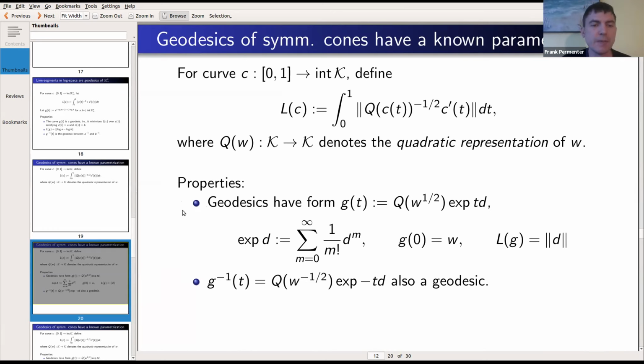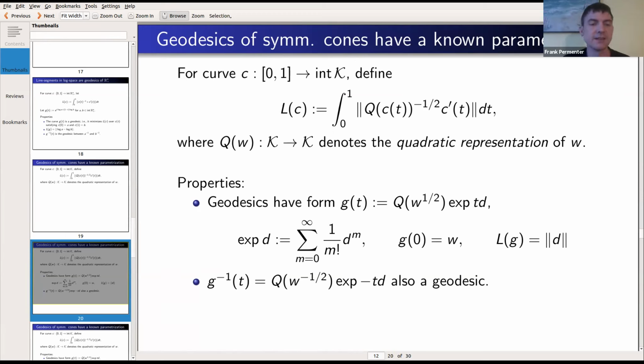Here, the exponential map is defined by its power series, and the powers of d are just computed using the multiplication operator associated with my symmetric cone. And here, the square root operation is also in reference to the multiplication operator associated with the cone. Okay, so this is an if and only if. If I can be written in this way, I'm a minimizer of this integral among all curves that share my endpoints. Another nice feature of this parameterization is I can just read off the value of this integral. So I can read off geodesic distance. It's just the norm of this direction vector d.